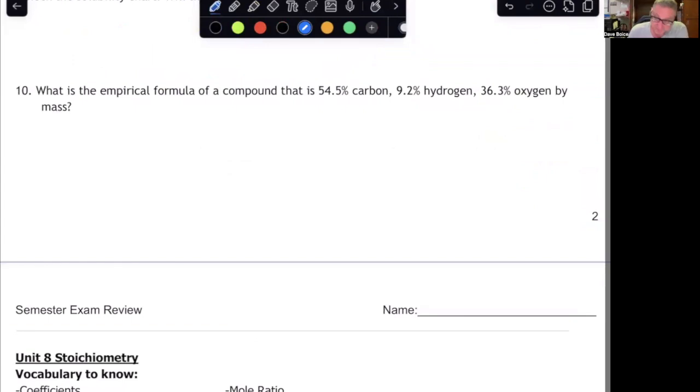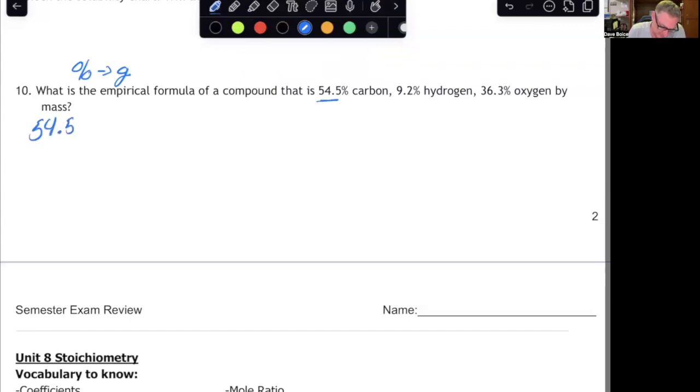So the first step I need to do is percent to gram. Now, there's a little trick. I can just imagine I have 100 grams of this compound, whatever it is. And if I had 100 grams, then I would have exactly 54.5 grams. So I can just take percent and change it into grams. The justification is the whole 100-gram thing, but that's effectively what I'm going to do.